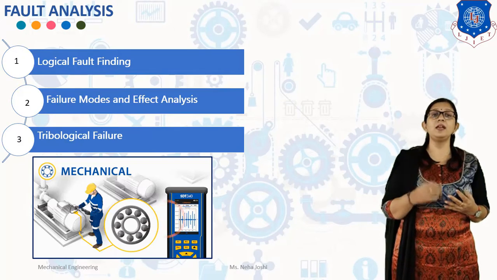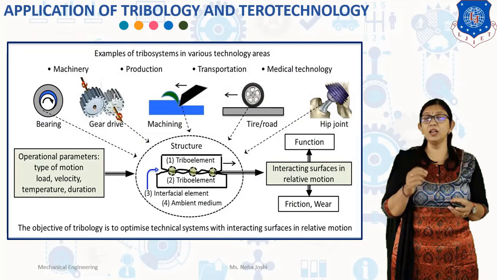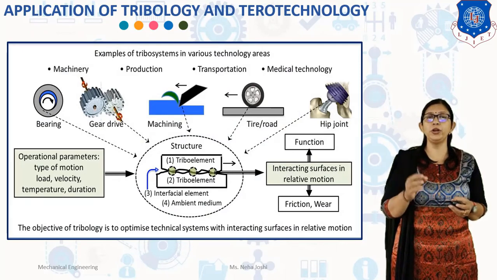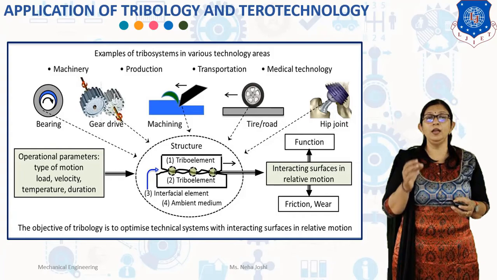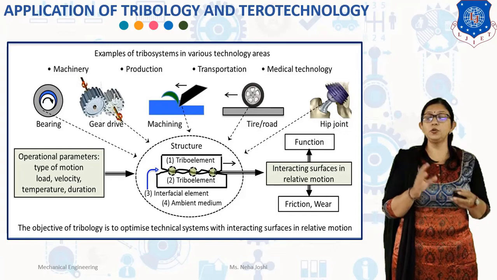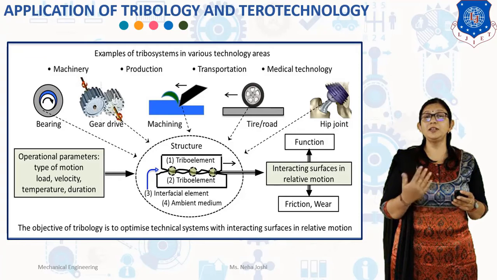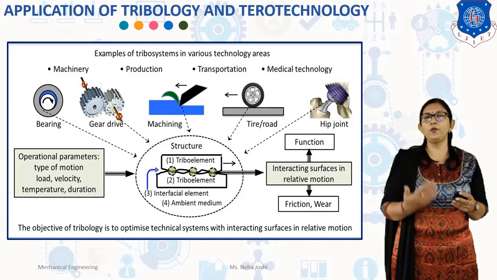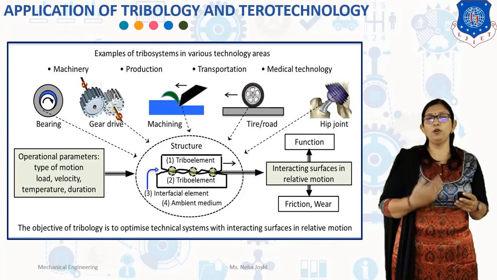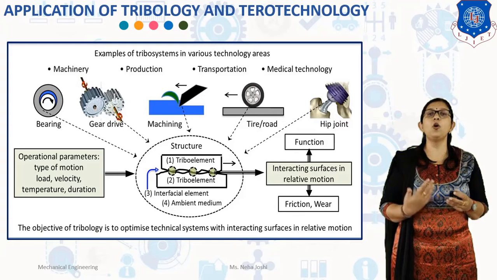It is very important. Now we will discuss the practical applications of tribology. Generally, tribology is used to reduce friction and wear. It is used in machinery like gears and bearings. It is also used in production and in machining components. Tribology is also used in transportation, because between the tire and the road there is an excess amount of heat generation. So we need to reduce that heat, friction and wear, so the life of the wheel will be increased. Tribology is also used in the medical field.